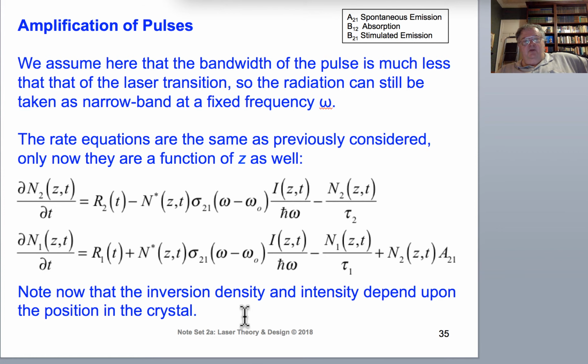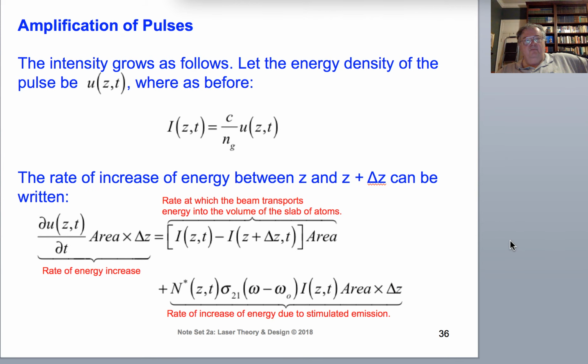Okay, so both the inversion density and the intensity depend upon the position in the crystal. The intensity grows as follows. Let the energy density be U as always. Again, we could write that in terms of the intensity, as we have been doing all along, except now it's a function of z and t.